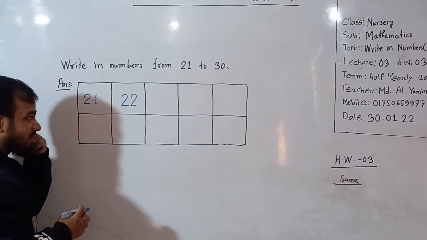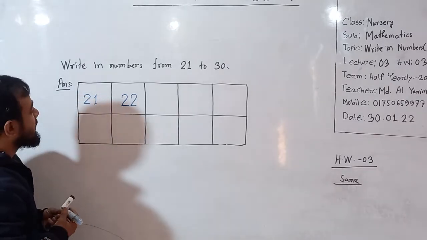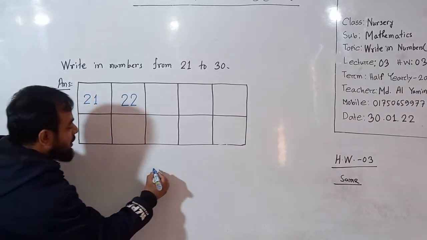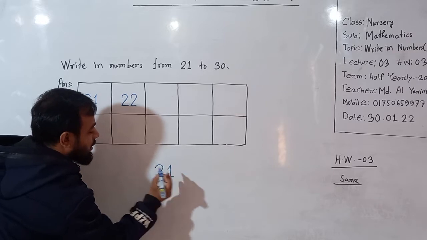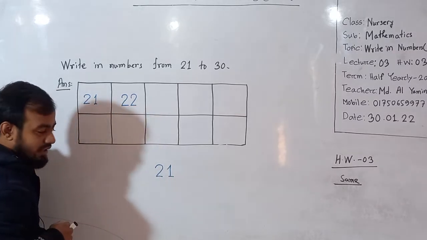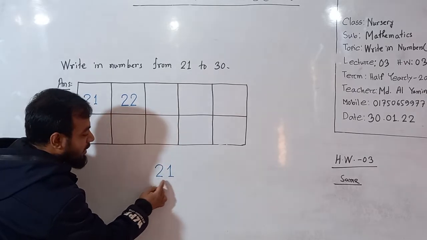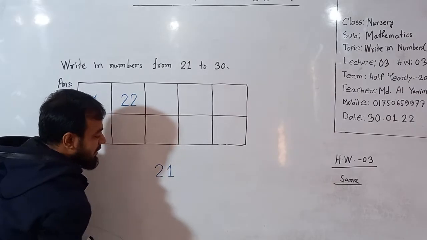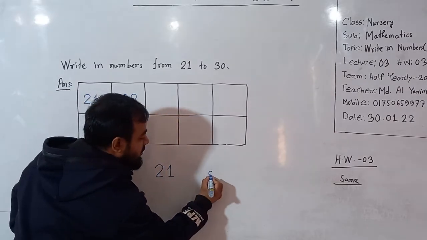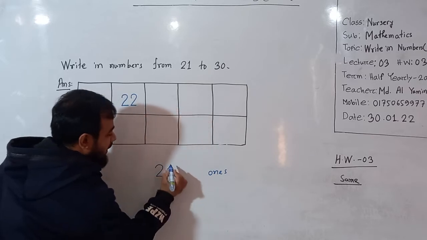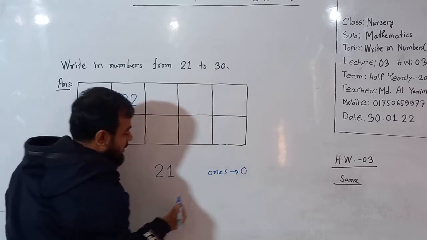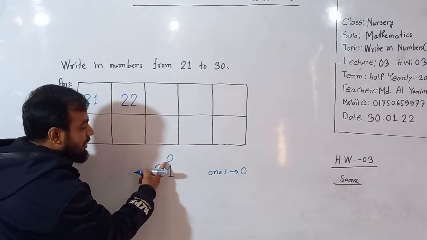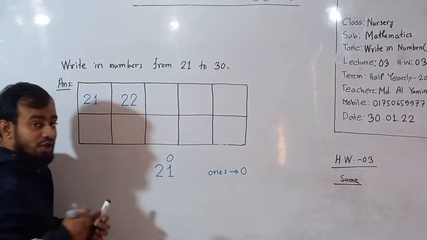Dear students, in the previous class I already showed you the tens place and the ones place. Now I am going to explain place value. We wrote 21 in the first row, first column. How does 21 come? 2 and 1 makes the number 21. The 1 on the right side is in the ones place, and we indicate the ones place with O. So we can write O here. It is not mandatory, but if you write it, it will be better.